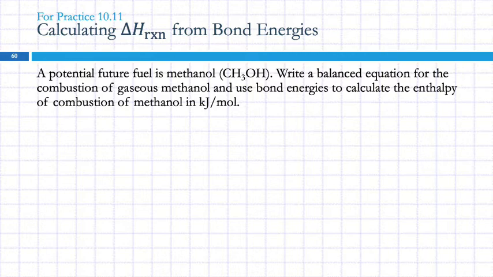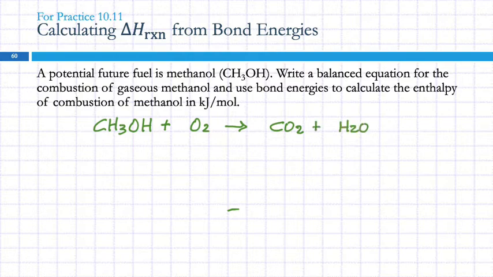So we need a chemical reaction for the combustion of CH3OH. What is the other reactant? O2. And what products are going to form? CO2 and H2O. Because that's what you get when you burn organic compounds.